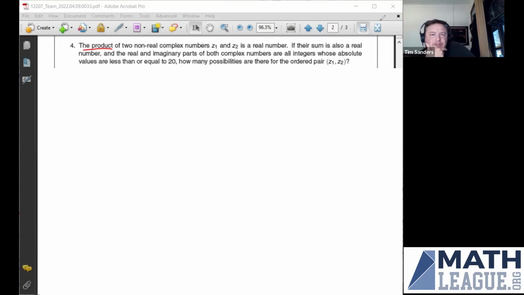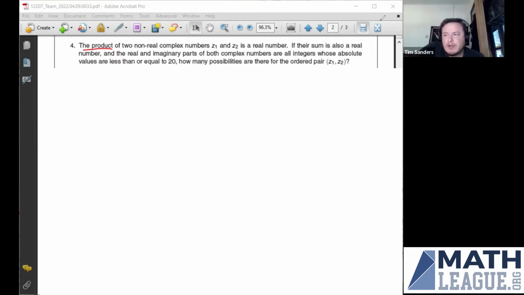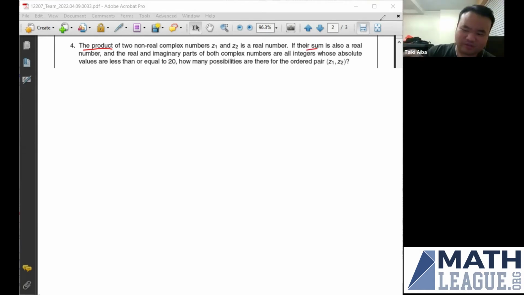And what about the sum being a real number? What does that do for us? Sum being real means I think they're either conjugates or opposites. Let me think. Actually, not necessarily. They wouldn't have to be conjugates. All we have to do for the sum is to cancel out the imaginary parts. Yeah. Okay.